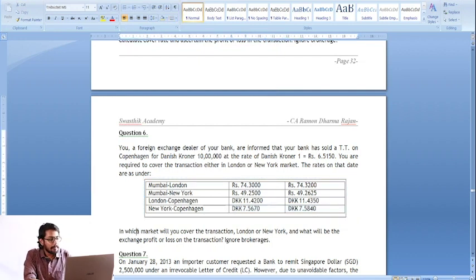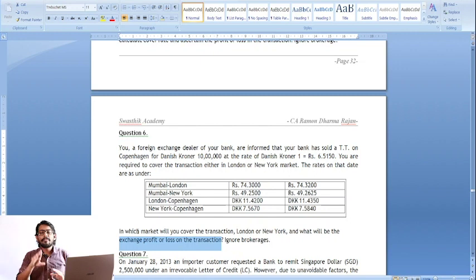In which market will you cover the transaction, London or New York? And what will be the exchange profit or loss in the transaction? Ignore brokerage. Can you do that? Please take 10 minutes of your time and solve question number 6. I think you can do it quite easily. Question number 6 is a day for exam question. It's a full length forex question.